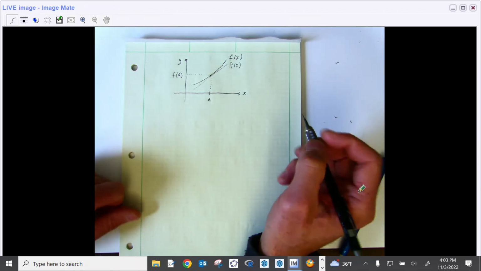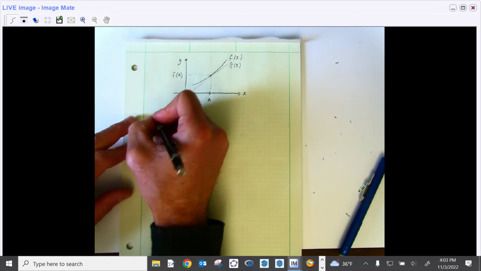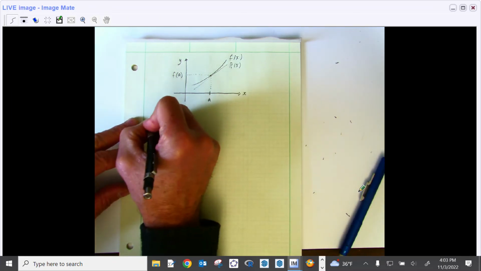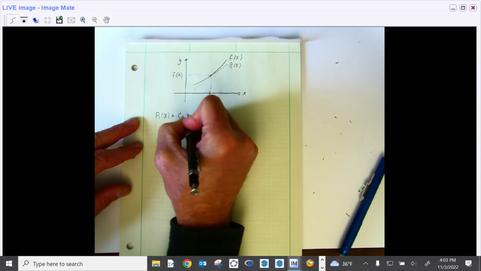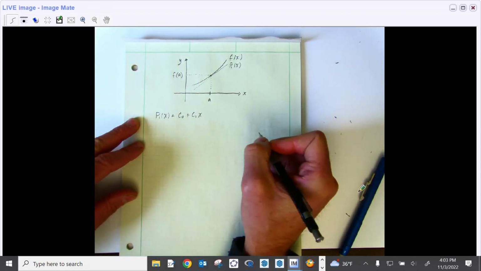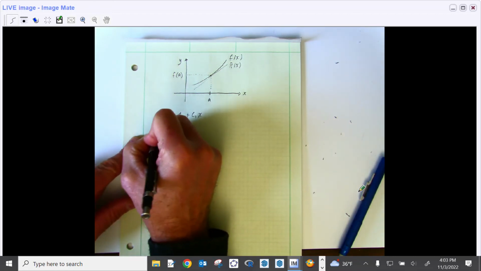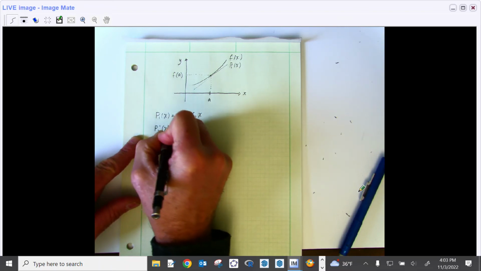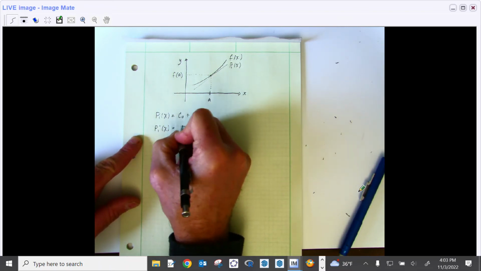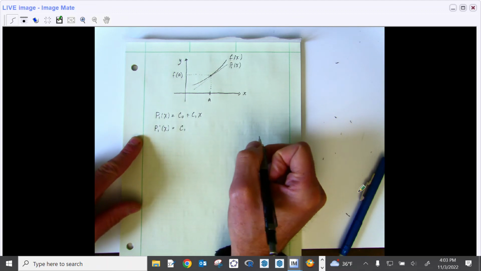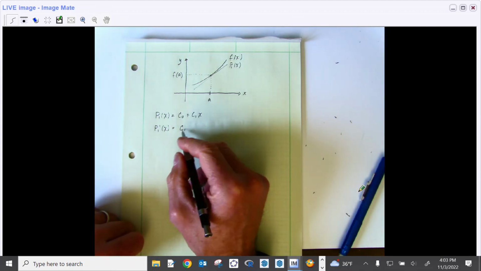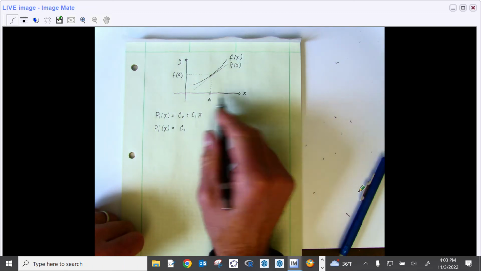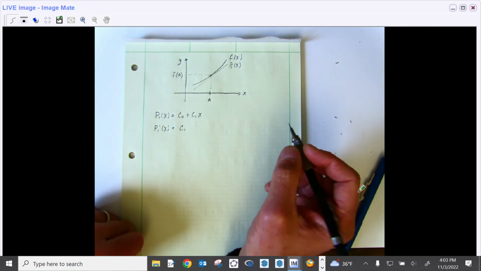And then let's just play the game again. So we know that P1(x) is a linear function. So P1(x) looks like C0 plus C1x. That means that its derivative is just C1, right? And so what we want to know is the values of C0 and C1, knowing what f of x is and how it evaluates at a.